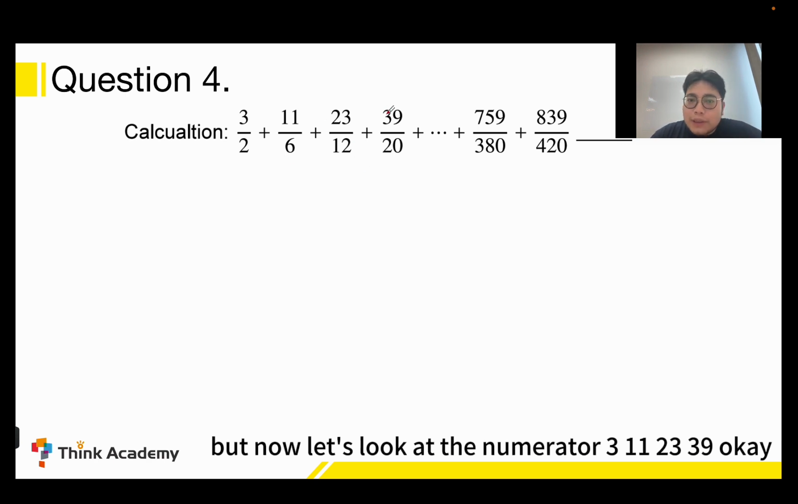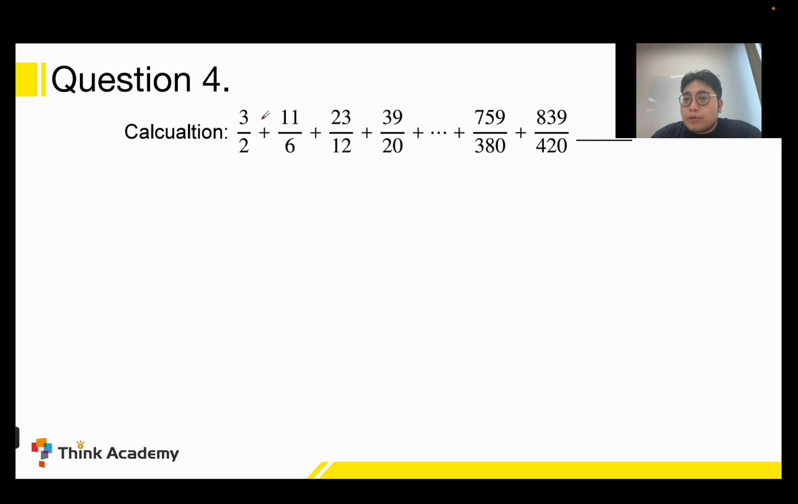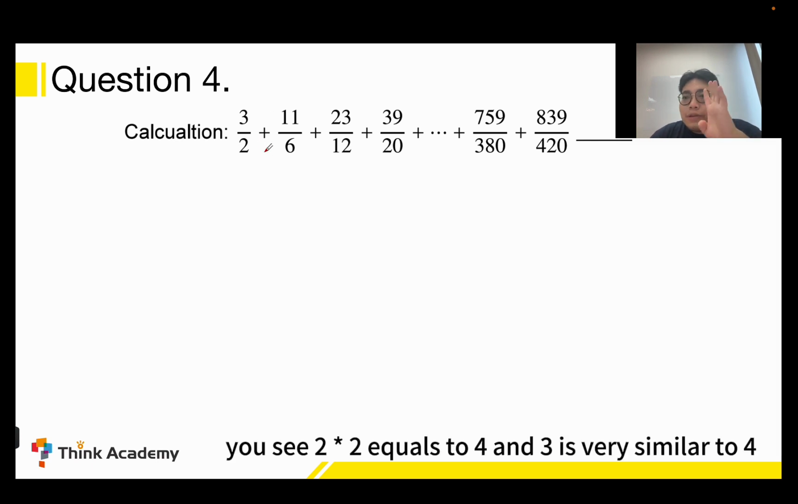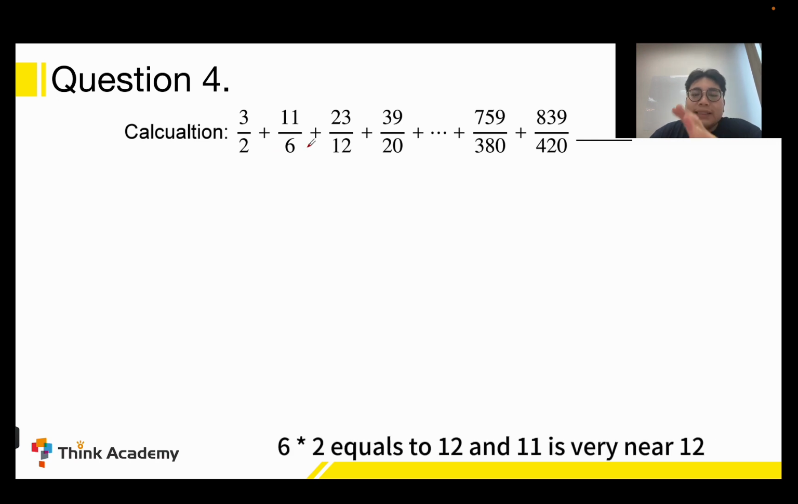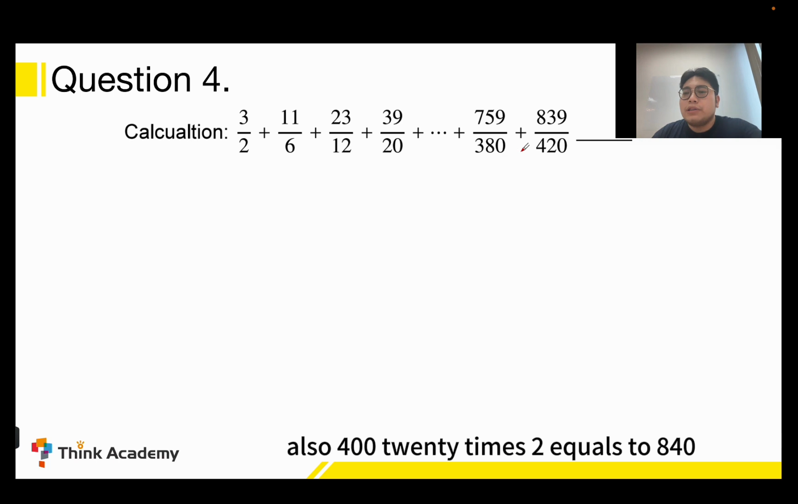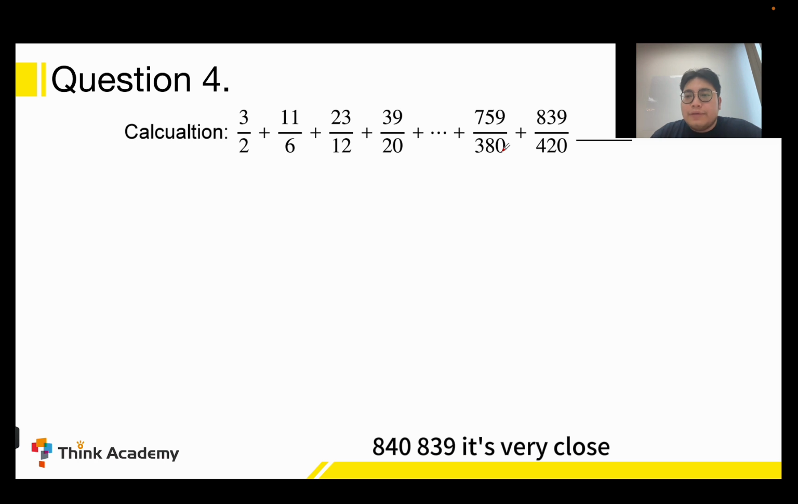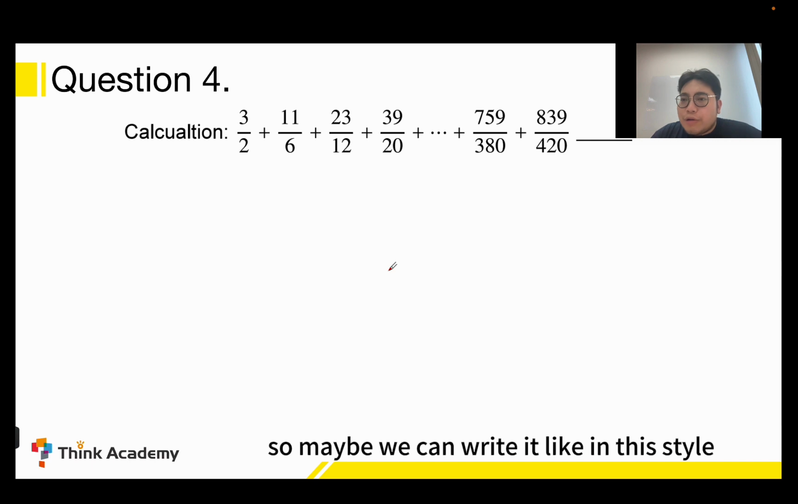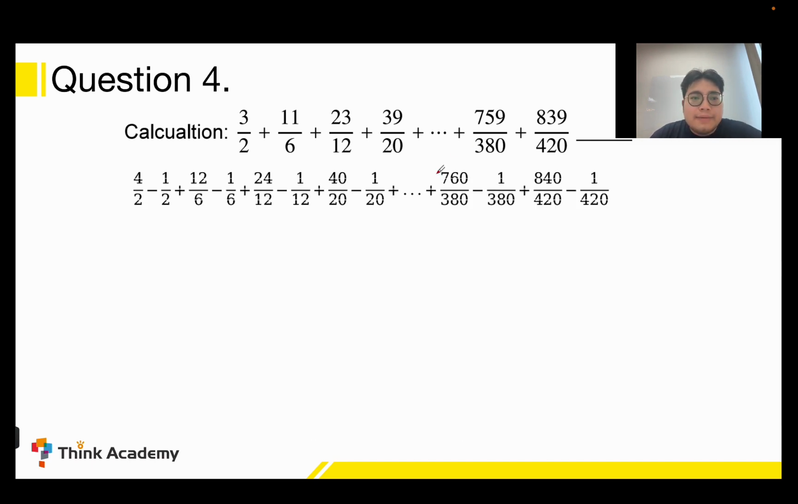3, 11, 23, 39. Okay, so 3, you see, 2 times 2 equals 4, and 3 is very similar to 4. And 6 times 2 equals 12, and 11 is very near 12. So 12 times 2 equals 24, also 23 is very near to 24. Also 420 times 2 equals 840. 840, 839. It's very close. So maybe we can write it in this style.